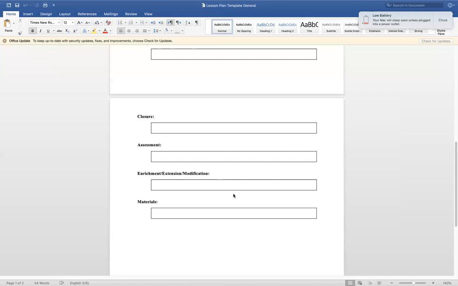So in the enrichment and modification, you want to make sure that you include a plan for students that are finishing early, and you also want to make sure that you have some kind of plan for students who may need more support. That might be peer review, it might be yourself and another aide that you may have in the classroom, but that's one thing that you want to make sure to include in your lesson plan.